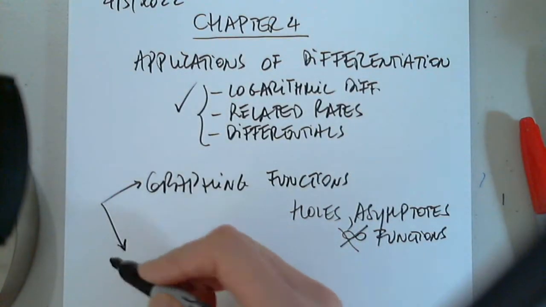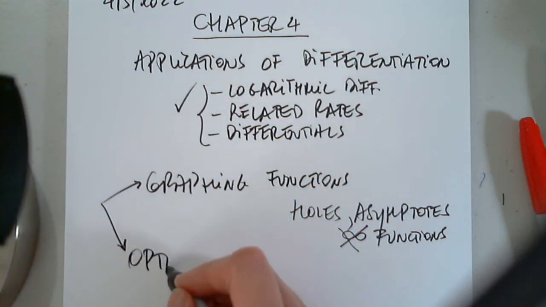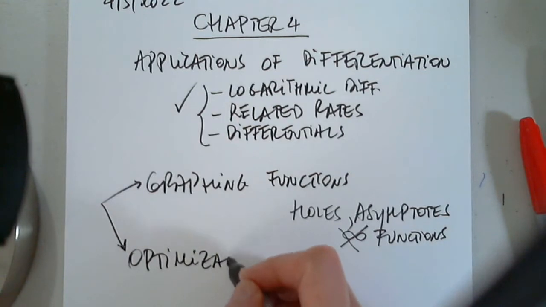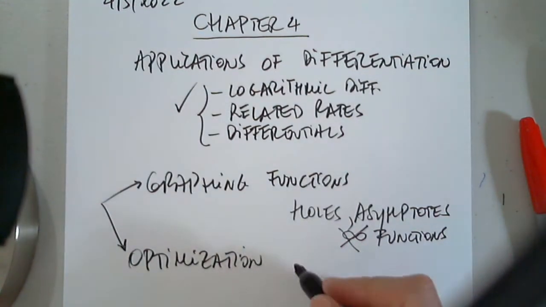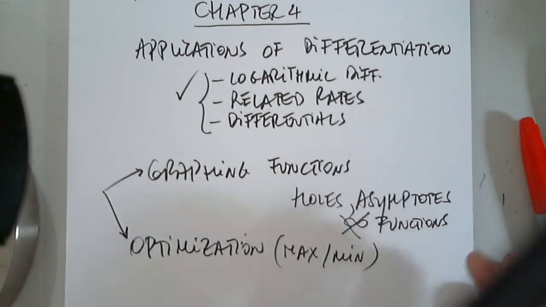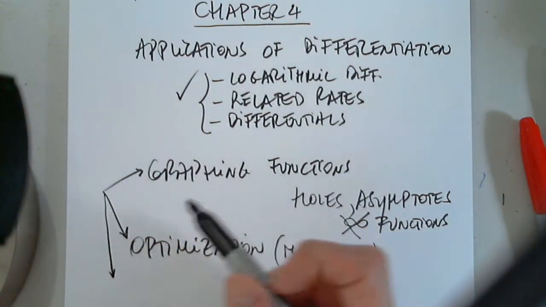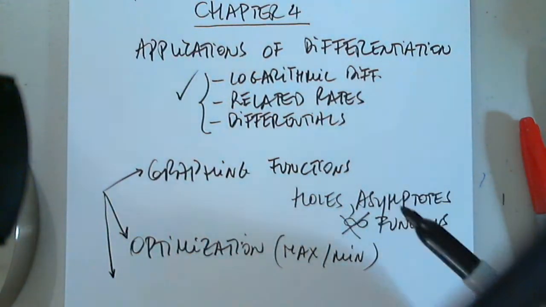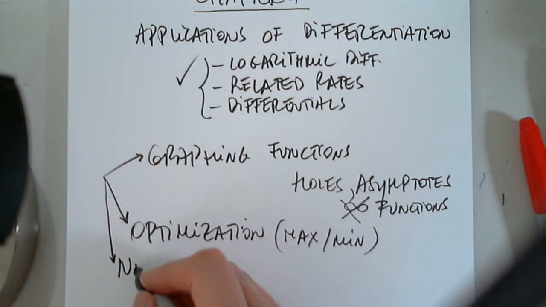What is the second major topic? Optimization. Optimization deals with finding max-min. And the last tiny topic that is a very important application of differentiation is Newton's method.